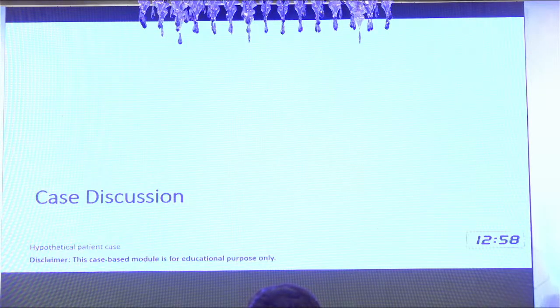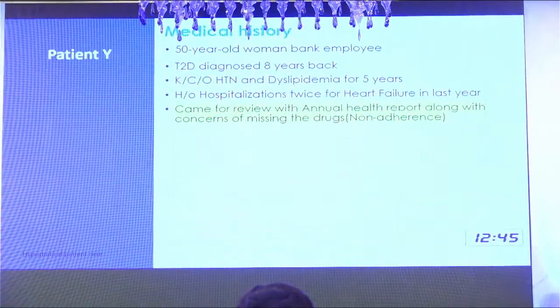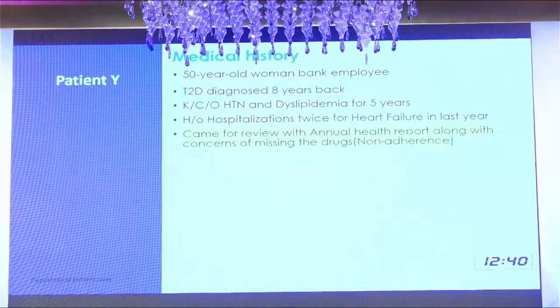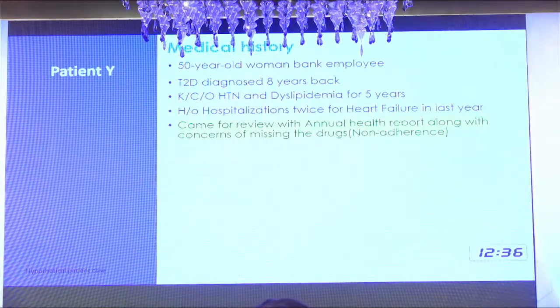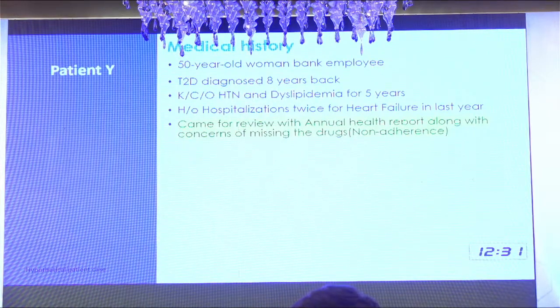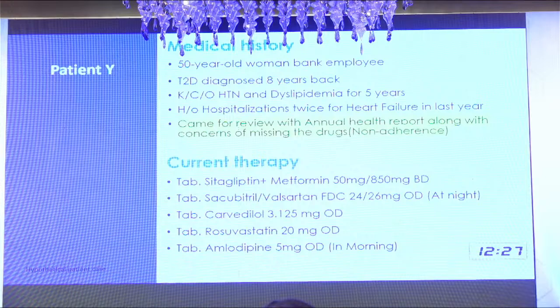I'll base my talk for the next 10 minutes on a hypothetical case of a 50-year-old lady who was diagnosed as diabetic 8 years ago. She is also hypertensive and has dyslipidemia, and she was hospitalized twice. That's important. She was hospitalized twice for heart failure in the last year. She has a concern of missing drugs. She's a 50-year-old bank executive, so she has a busy lifestyle, and she has a problem with her drugs as well. That's the current therapy she is on.